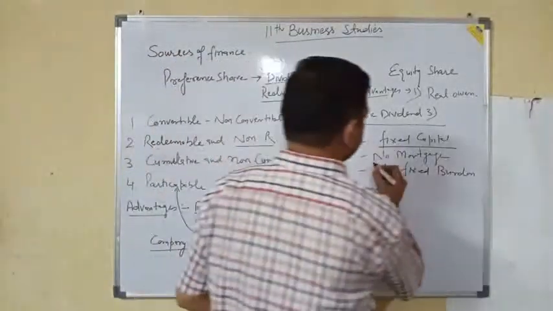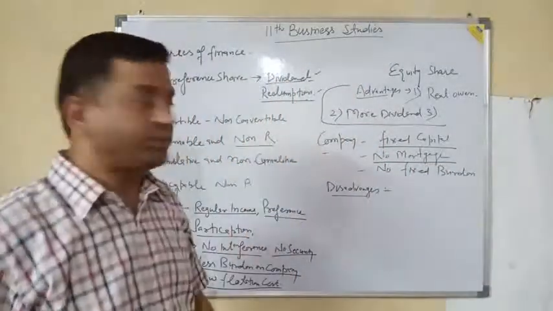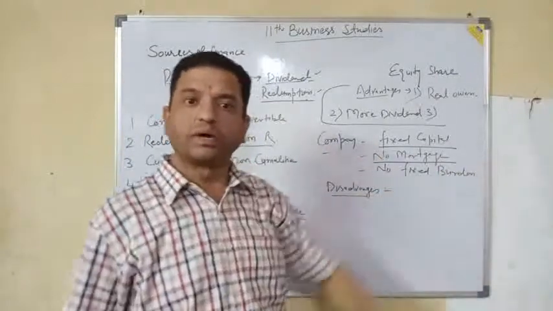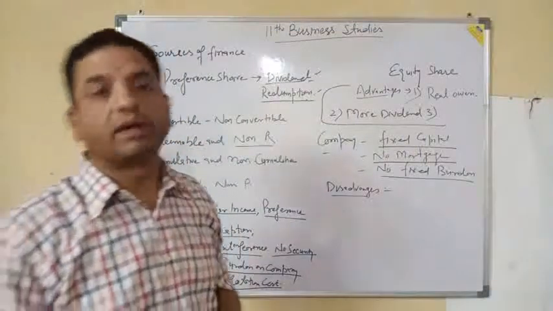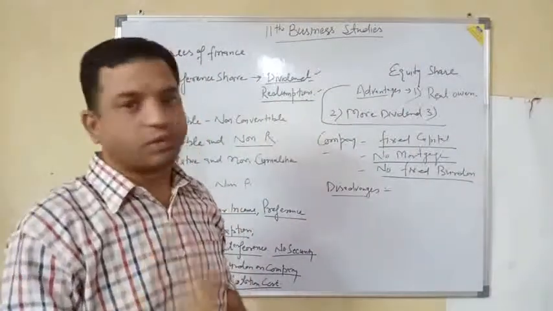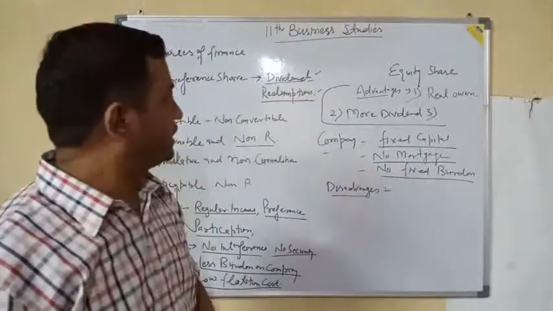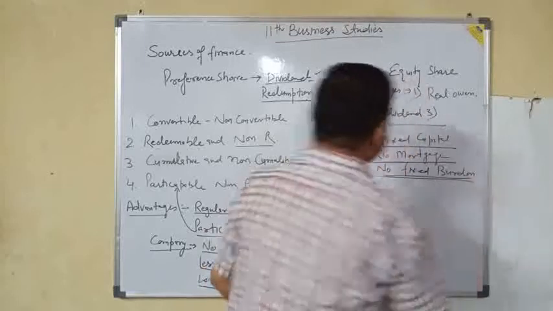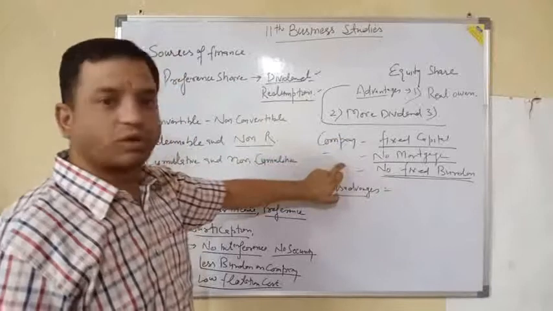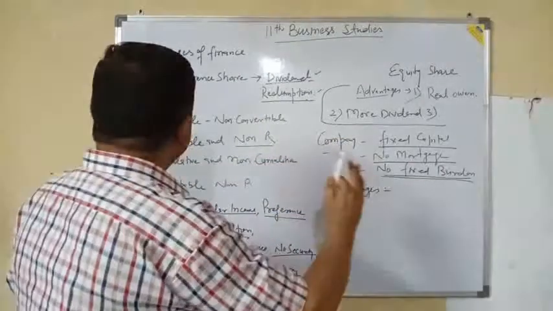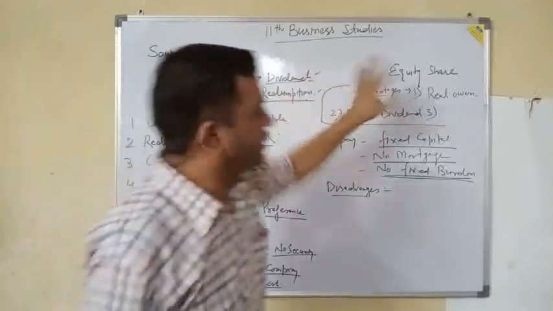Again an advantage: no need to issue any security as it was in the case of preference shares. You can issue these equity shares without any security. Then, no fixed burden, because equity shareholders will be given the dividend only when there is profit. If there is no profit, there is no burden to give them any sort of dividend. These are the advantages of equity shares for the investor as well as for the company. Now we will discuss the disadvantages of this source of finance, preference shares and equity shares.